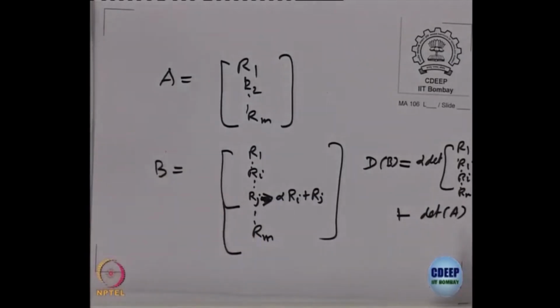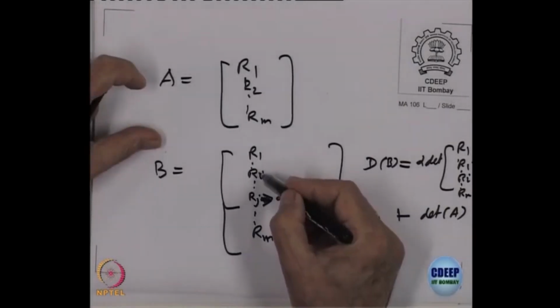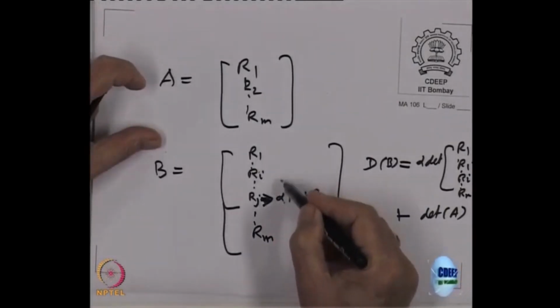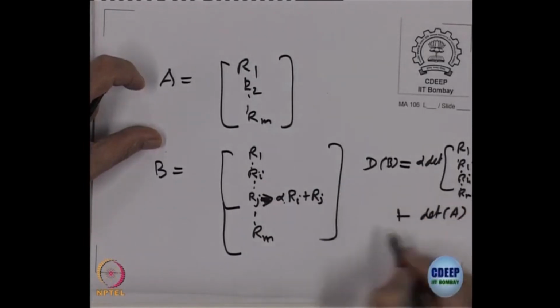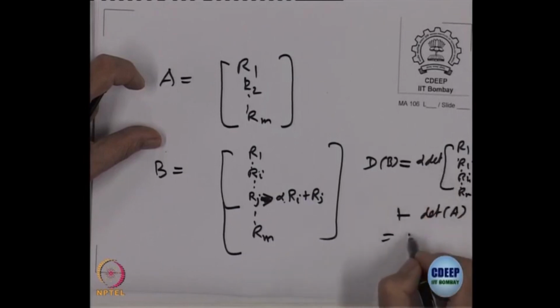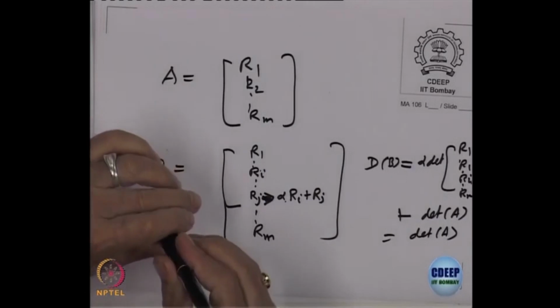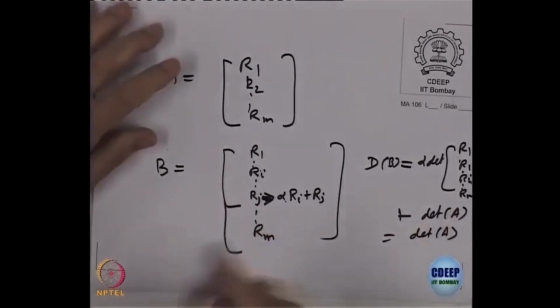Is that okay? By linearity, alpha comes out, Ri at the ith and jth places, and the other term is just A. This one is 0, so it is equal to the determinant of A, that is all, nothing more than that. Again, using the linearity property and the property that if two rows are identical then the determinant is equal to 0.